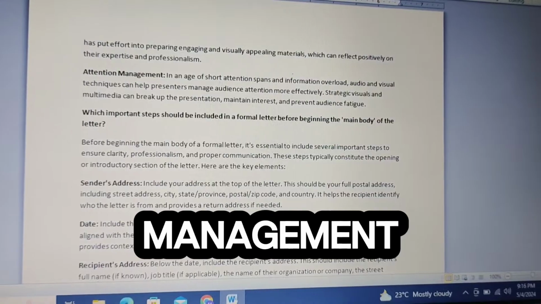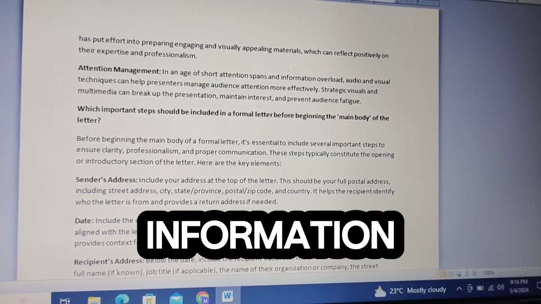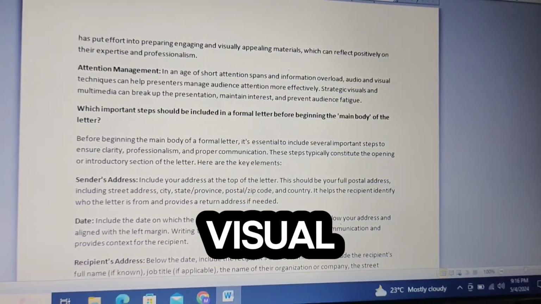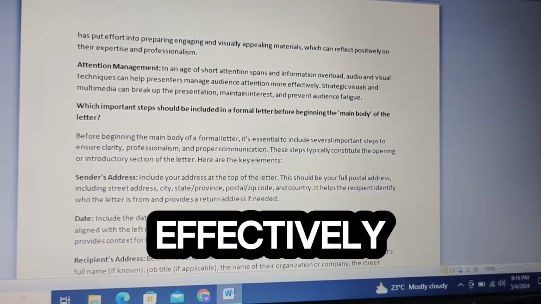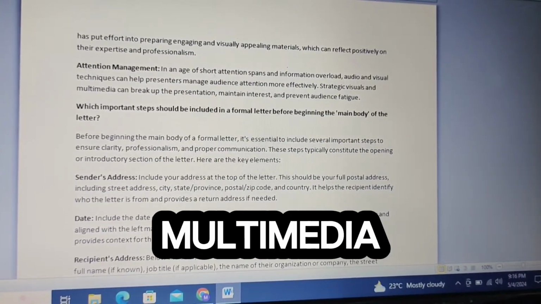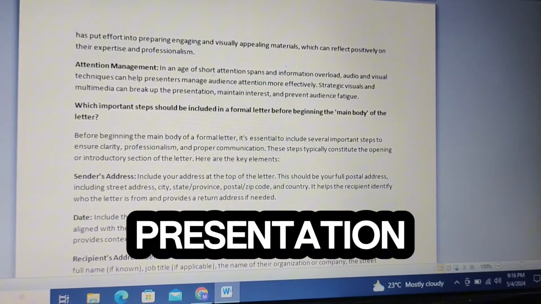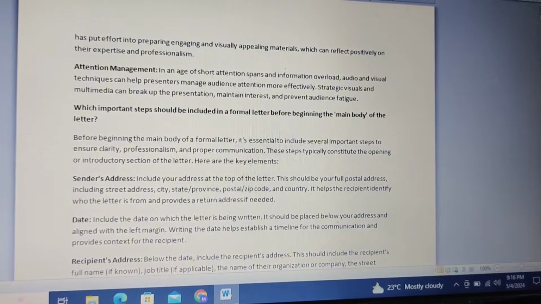Attention management. In an age of short attention spans and information overload, audio and visual techniques can help presenters manage audience attention more effectively. Strategic visuals and multimedia can break up the presentation, maintain interest, and prevent audience fatigue.